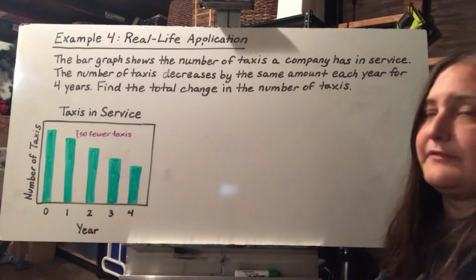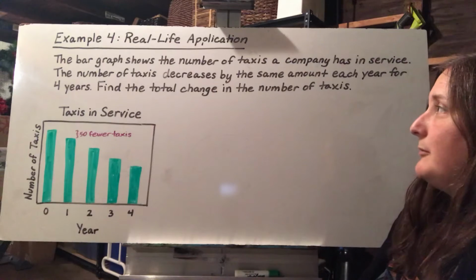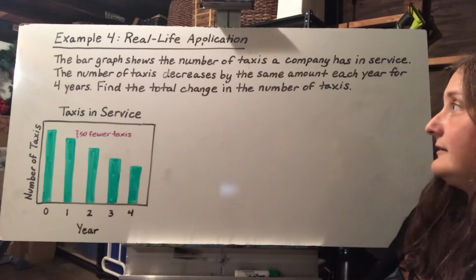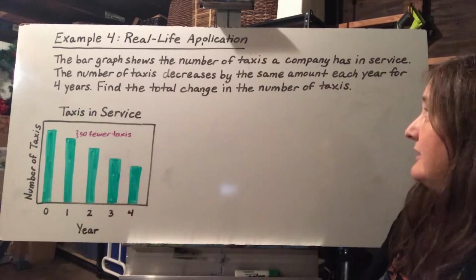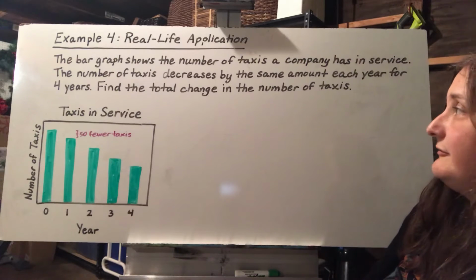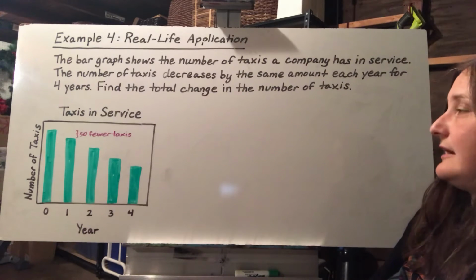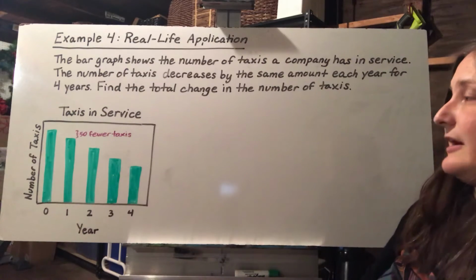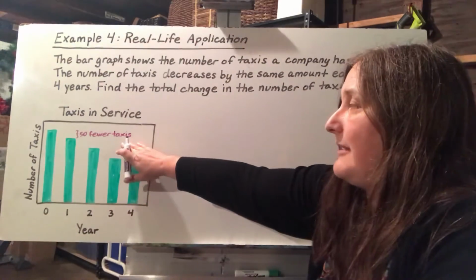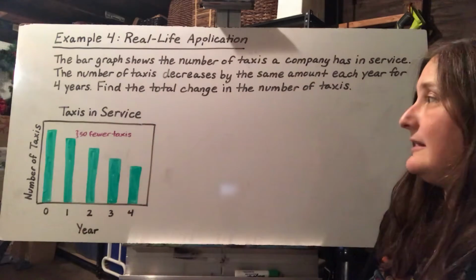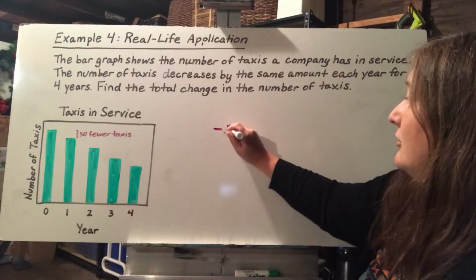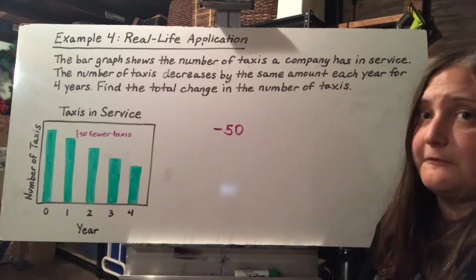Let's look at a real-life application. So here we have a bar graph showing the number of taxis a company has in service. The number of taxis keeps decreasing by the same amount each year for 4 years, and they want us to find the total change in the number of taxis. Well, by looking at the graph, I see that every year the number of taxis is going down by 50. So if it's going down, if it's decreasing, the number change between each year is -50.